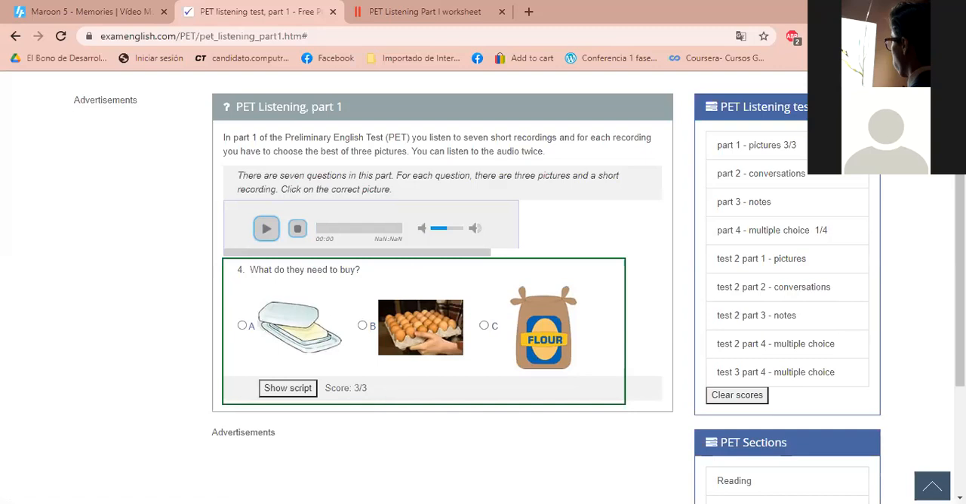What do they need to buy? Exactly. What do they need to buy? ¿Qué vamos a comprar? ¿Qué necesitan comprar ellos? Listen, guys. The options, I think we have butter, eggs, and flour. Let's listen.